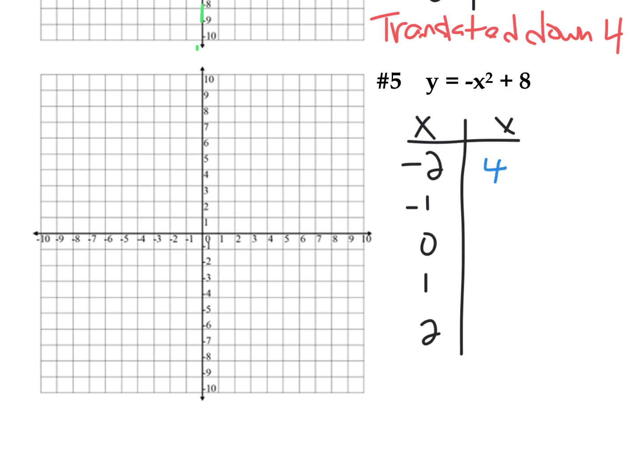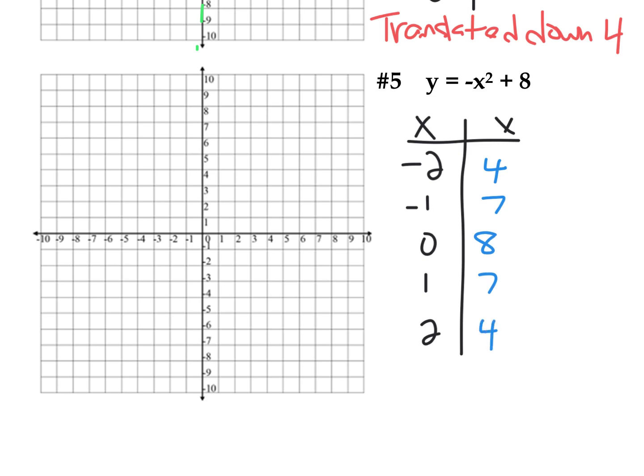And then I have negative 1. When I plug a negative 1 into there, I get 1, and it's a negative 1 plus 8 would be 7. And now when I plug in a 0, 0 squared is 0. Negative 0 is still just 0, plus 8 would be 8. When I plug in a 1, I get negative 1 plus 8 is 7. 2 squared is 4. Negative 4 plus 8 would be 4.